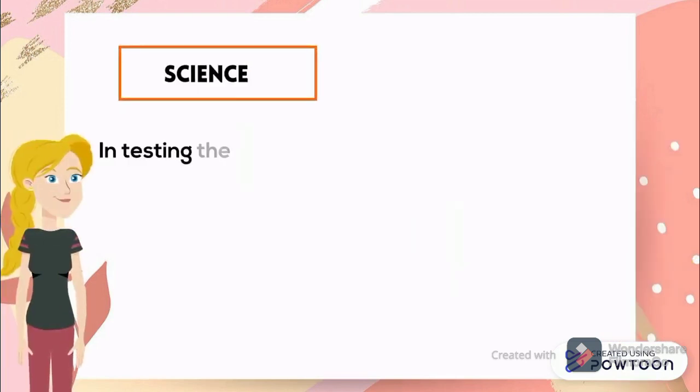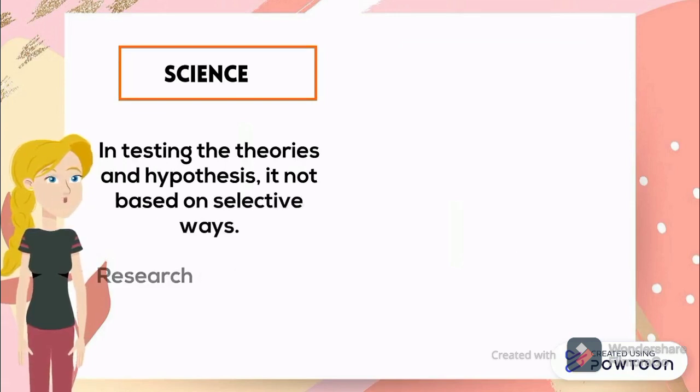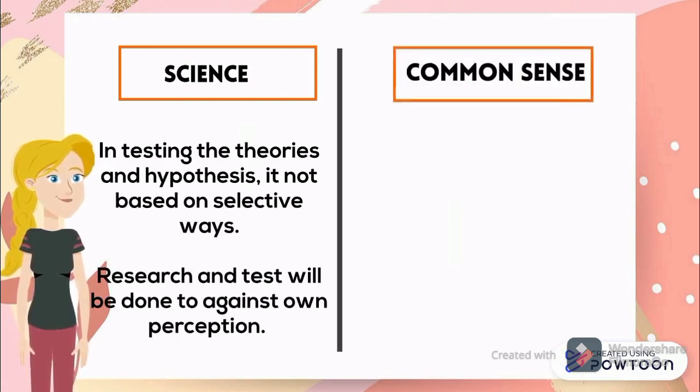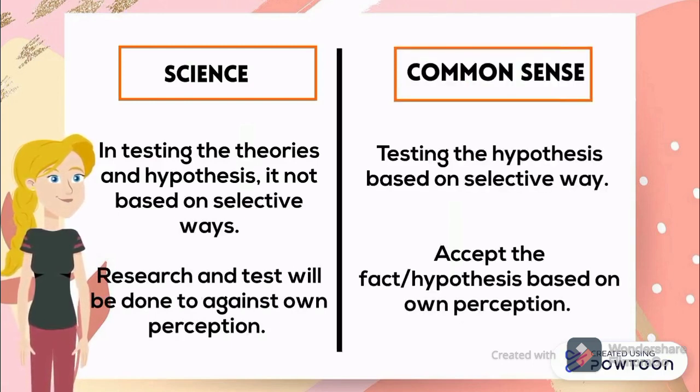Last but not least, science, in testing theories and hypotheses, is not based on selective ways. Research and tests will be done against our own perception. In common sense, testing the hypothesis is based on a selective way. Common sense accepts the fact or hypothesis based on its own perception.